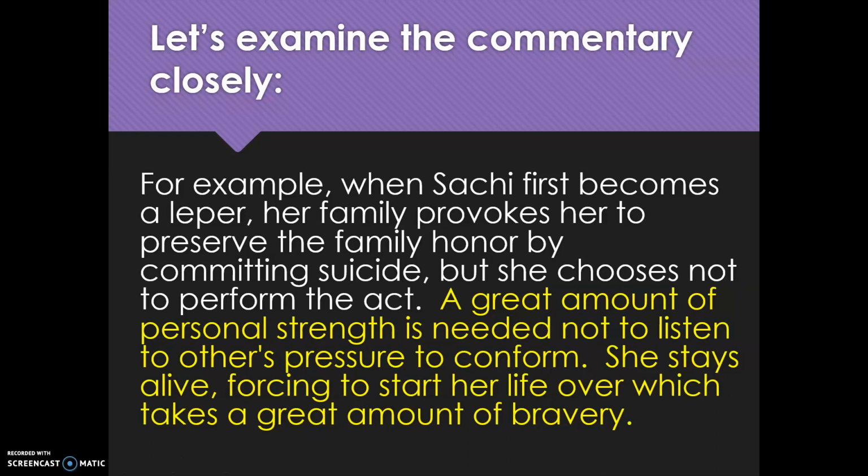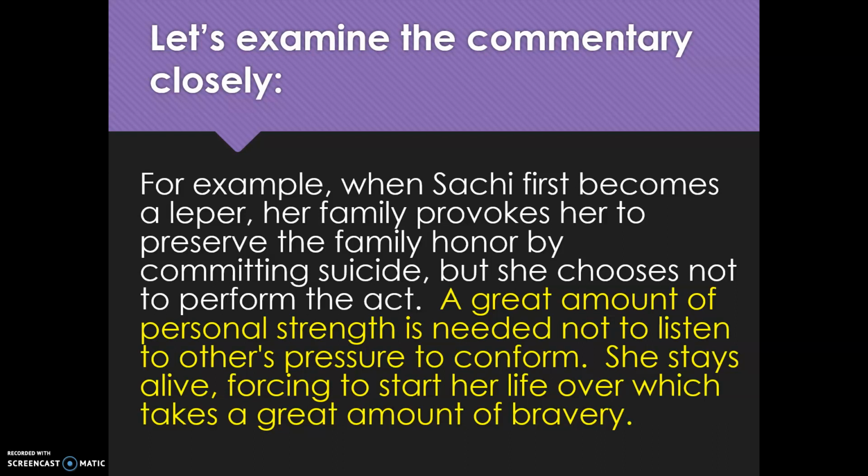So the first example that the writer gives talks about a moment when the character Sachi was a leper and her family tried to get her to commit suicide, but she chooses not to. All right, so what you see in yellow is the commentary. How does this show courage? Well, that takes a lot of personal strength to ignore other people's pressures to conform, especially when it's your family that's trying to pressure you into something.